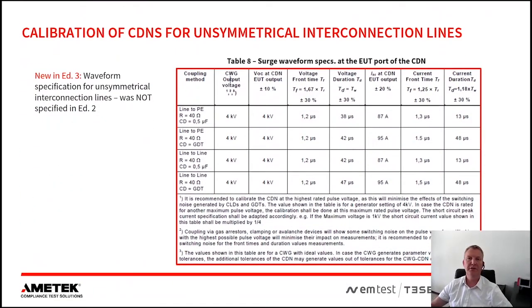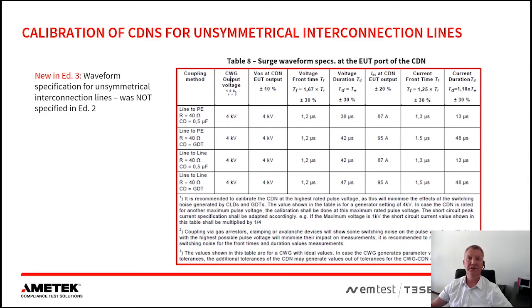Another important difference between edition 2 and 3 is that the waveform specification for unsymmetrical interconnection lines was completely unspecified in edition 2. Now we have edition 3, which has a table 8, which specifies the surge wave shape at the EUT output of the CDN. As you can see, it specifies the amplitude as well as the rise time and duration for the open circuit voltage as well as for the short circuit current.